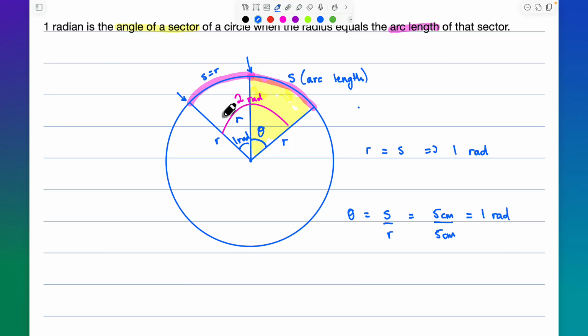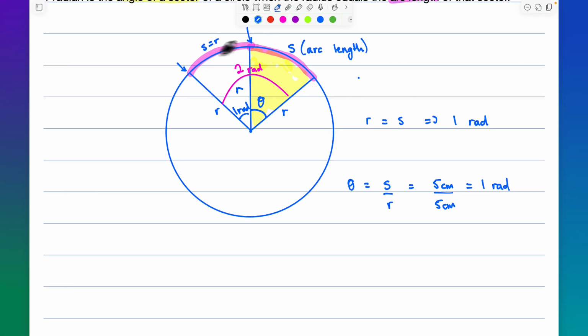When we doubled this, remember your r doesn't change, it's the same circle, so it's going to have the same radius. But if we double the arc length, so if we now have 2 sectors on each other, which means you have this arc length and that arc length, then in total your arc length is now 10 centimeters. So now you have 10 divided by 5, which is 2 radians, which makes sense on our diagram.